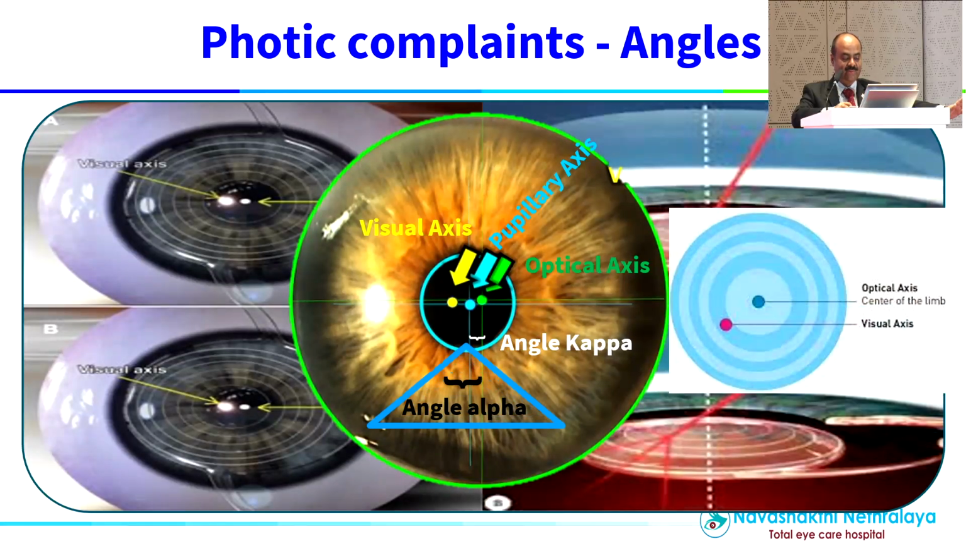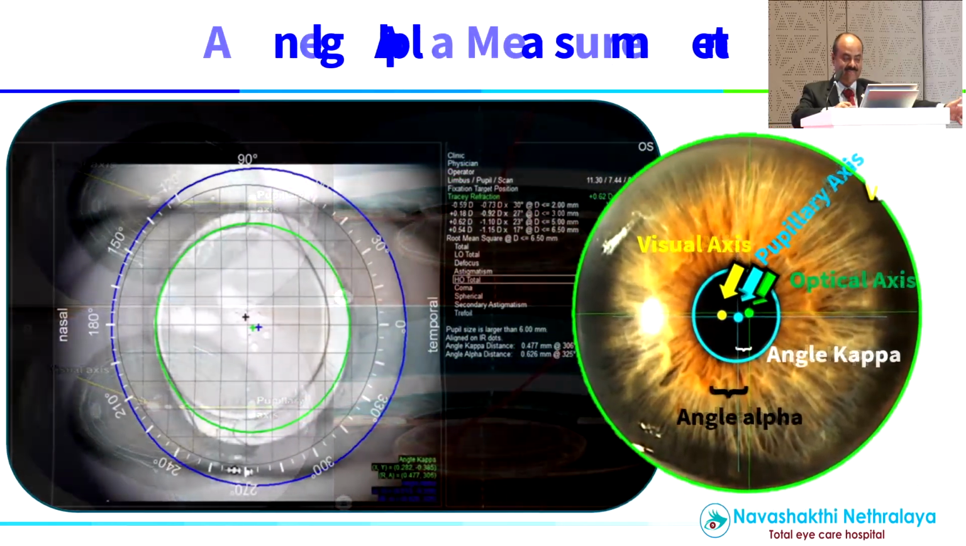Very easy to find on an advanced machine. It just means that the visual axis is not corresponding to where you have placed the center of the lens. That's what it means.